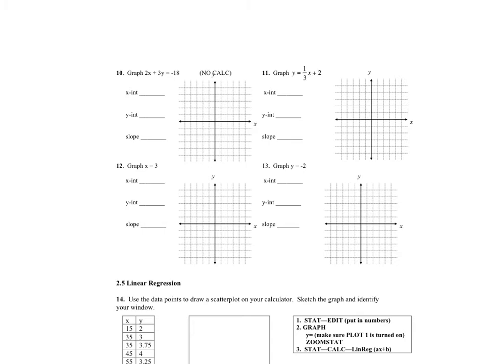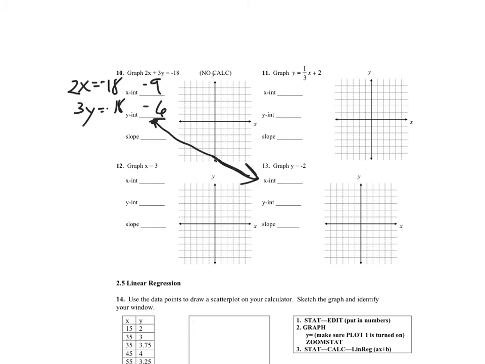So to find the x-intercept, you want to cover up the y, or just let y equal 0. You get 2x equals negative 18, which is negative 9. And then to get the y-intercept, let x equal 0, and you get 3y is negative 18, so y would be negative 6. Now, x is negative 9, that's way over here somewhere, a little bit off, sorry. And then negative 6 is down here for the y, and you draw your line.